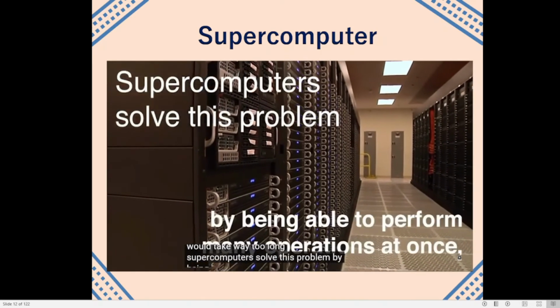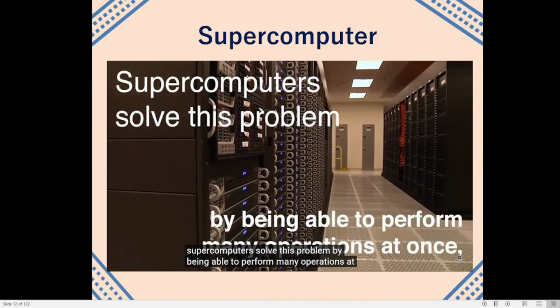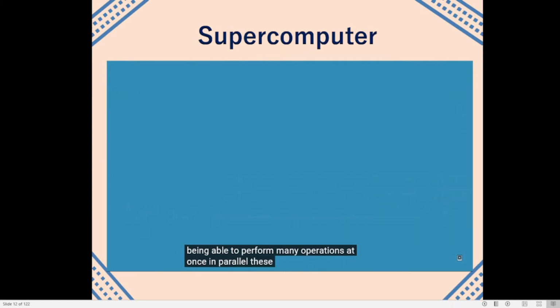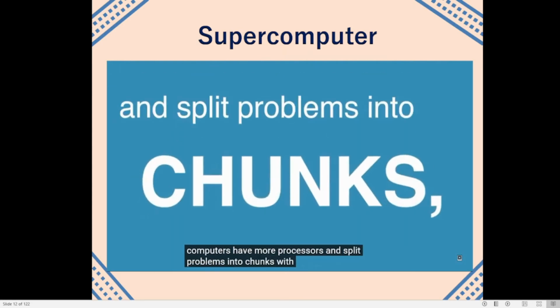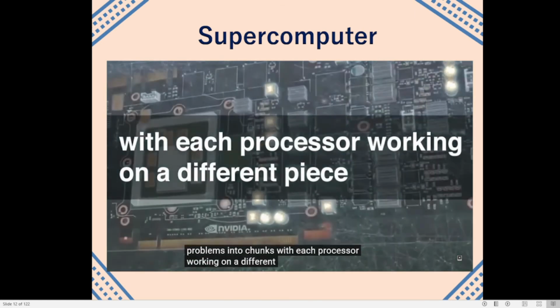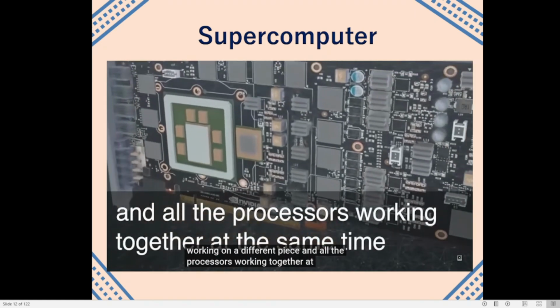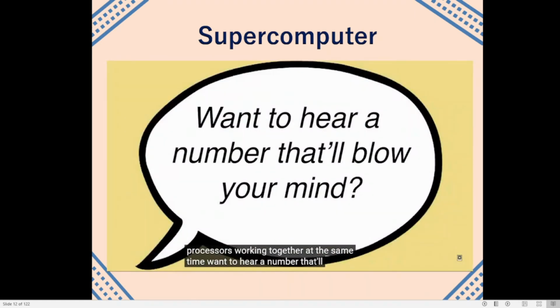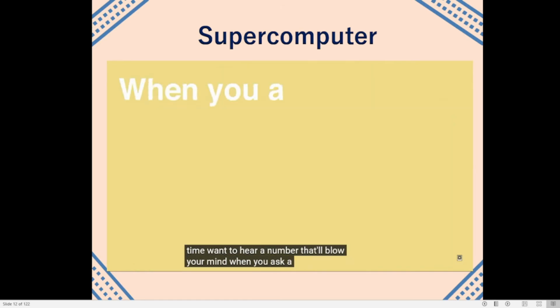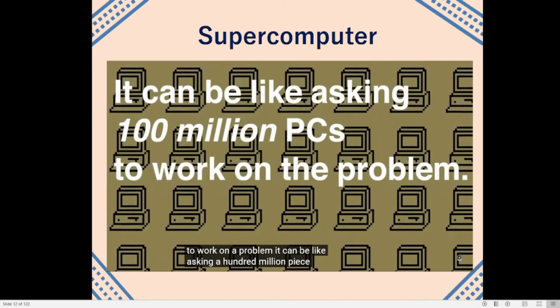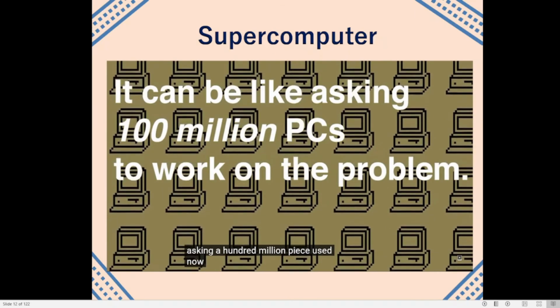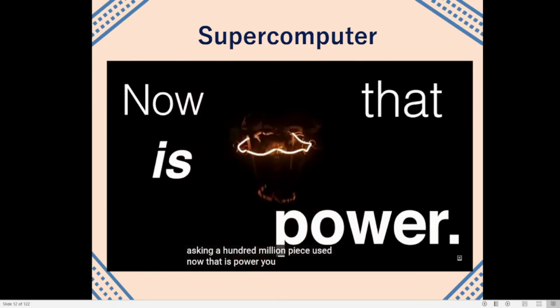Supercomputers solve this problem by being able to perform many operations at once, in parallel. These kinds of computers have more processors and split problems into chunks, with each processor working on a different piece and all the processors working together at the same time. Want to hear a number that'll blow your mind? When you ask a supercomputer to work on a problem, it can be like asking 100 million PCs to work on the problem. Now that is power.